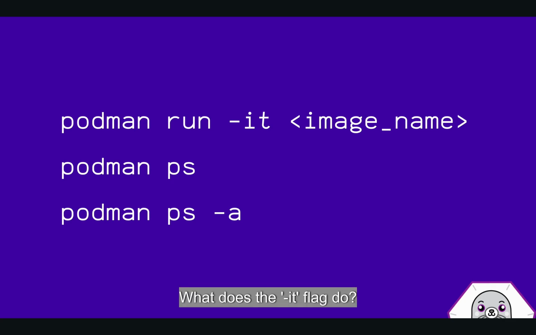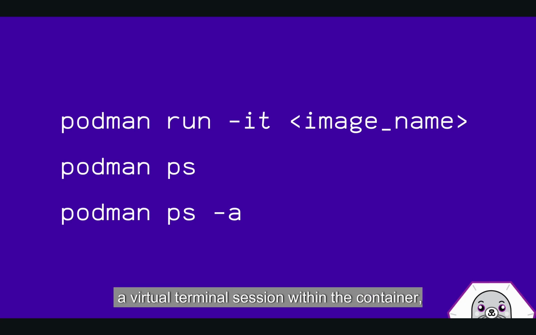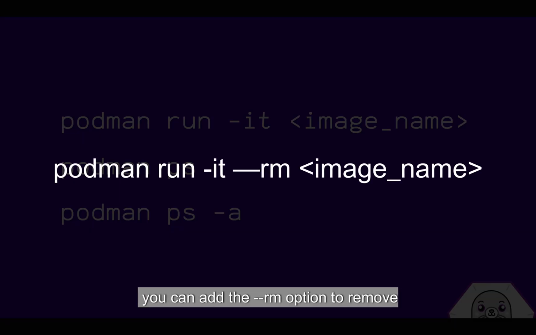What does the -it flag do? It tells Podman to allocate a virtual terminal session within the container, allowing you to interact with it. You will understand more in a few minutes. When using the podman run command, you can also add the --rm option to remove the container after the execution. This is considered a best practice to avoid filling up your file system.